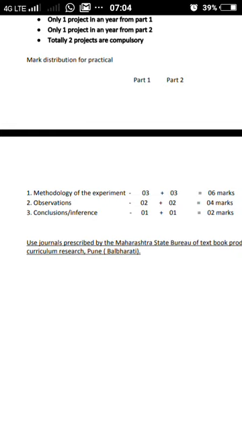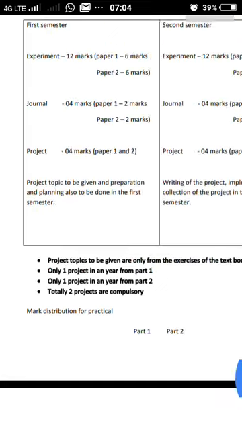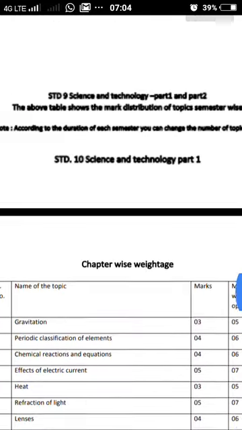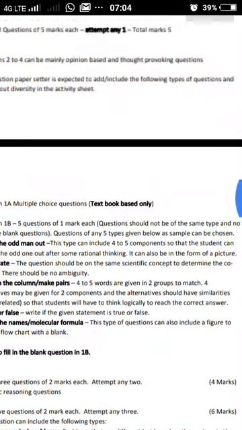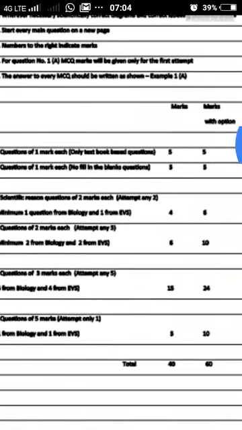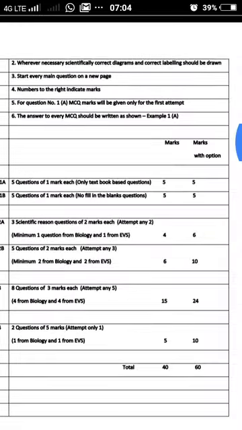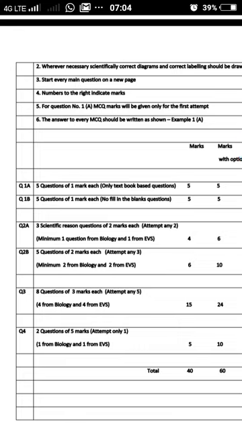Okay, hope you understood the paper pattern and you got it. Here, this all PDF file is there. I'm giving the important paper pattern and all, here I'm providing it. You can take the screenshot and you can save it for your reference.